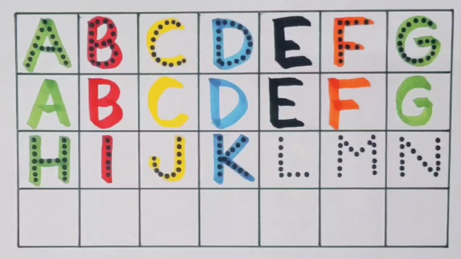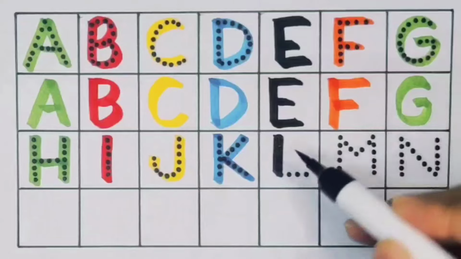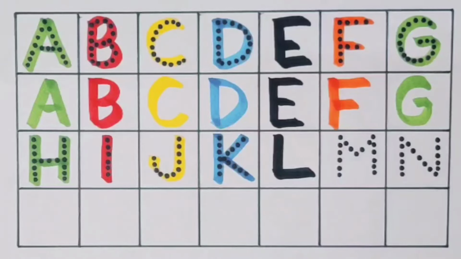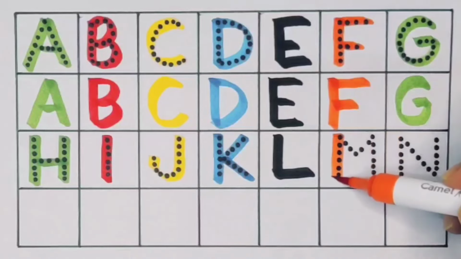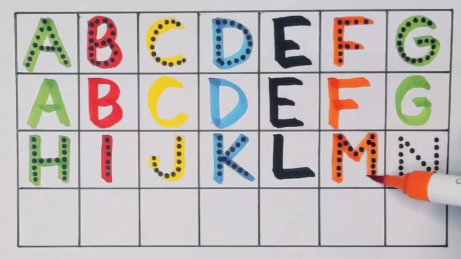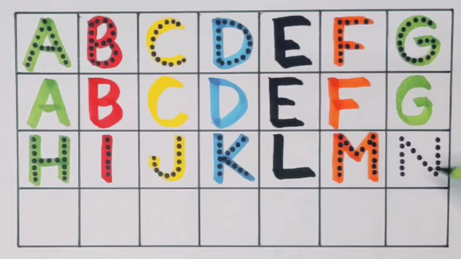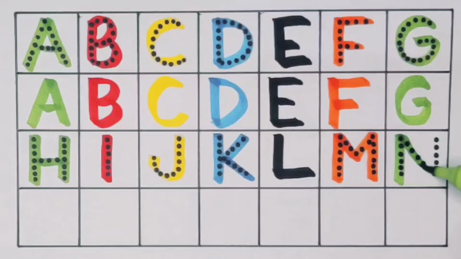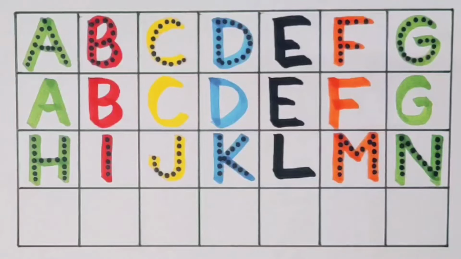Next L for ladybug. Next M for moon. Next N for nest. Repeat again.